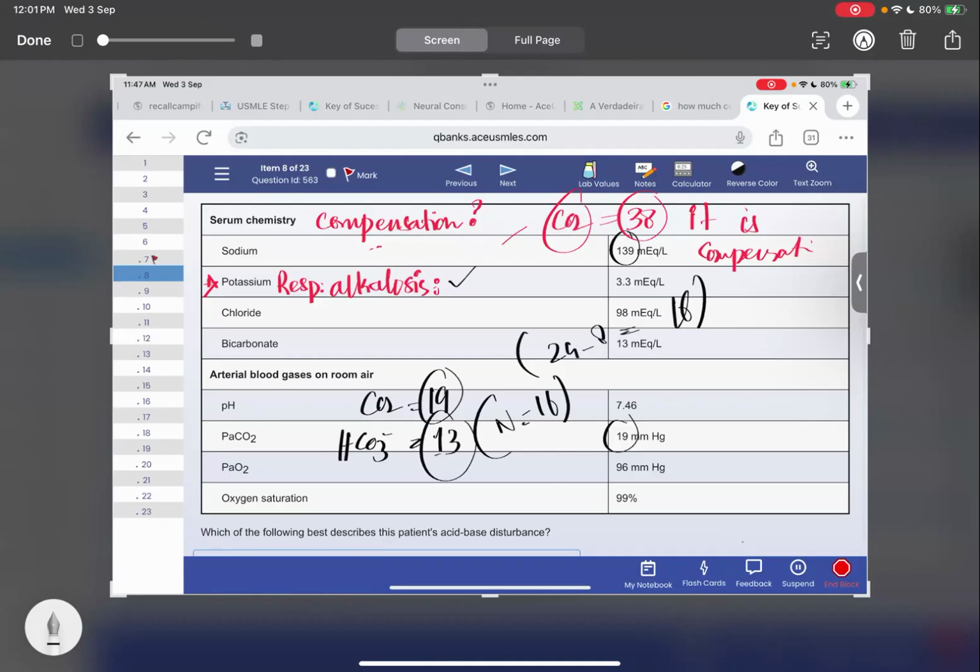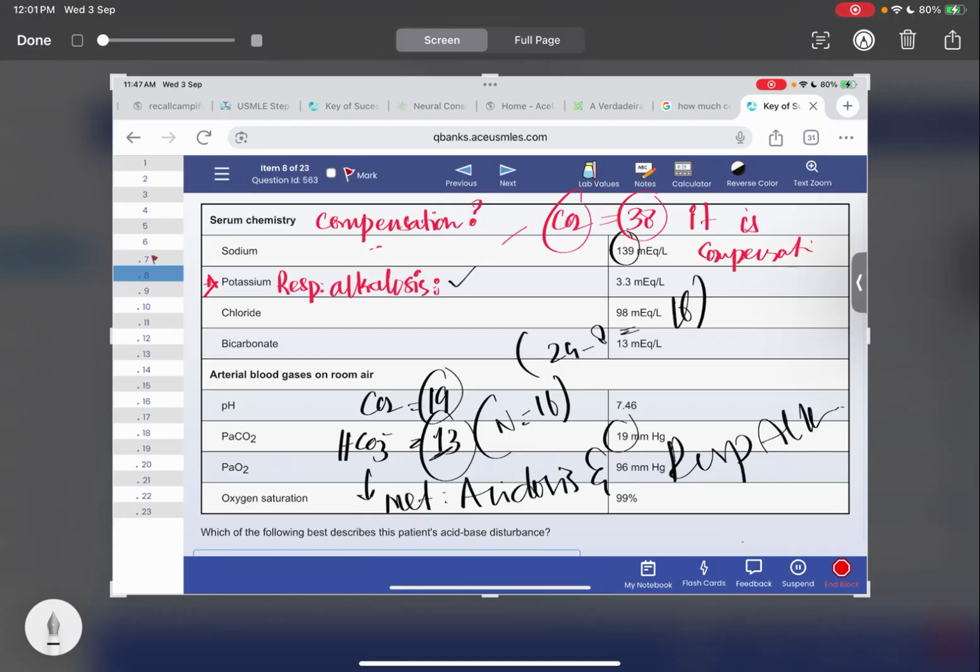It is below normal, okay? So that's why we are saying it is metabolic acidosis and respiratory alkalosis both. Okay? Where did you get the 8 from? 24 minus 8.